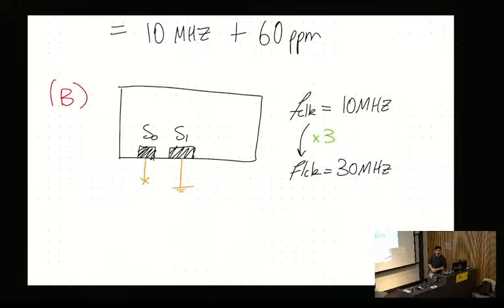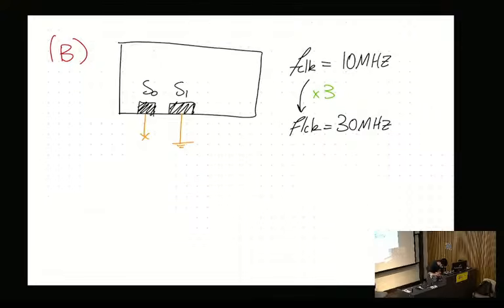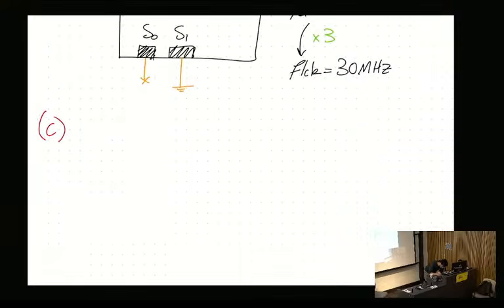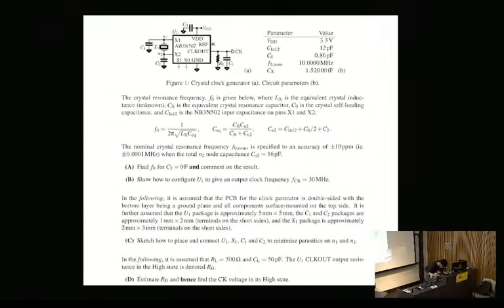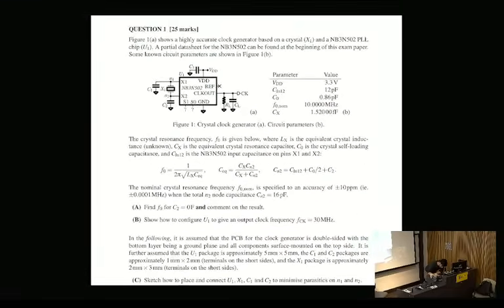Were there any questions on that? It seems like a pretty simple question, but the difficulty is knowing where to look, knowing when to rely on the data sheet and when it's a good resource. That's about it for that question. So let's look at part C. Question C is very interesting.